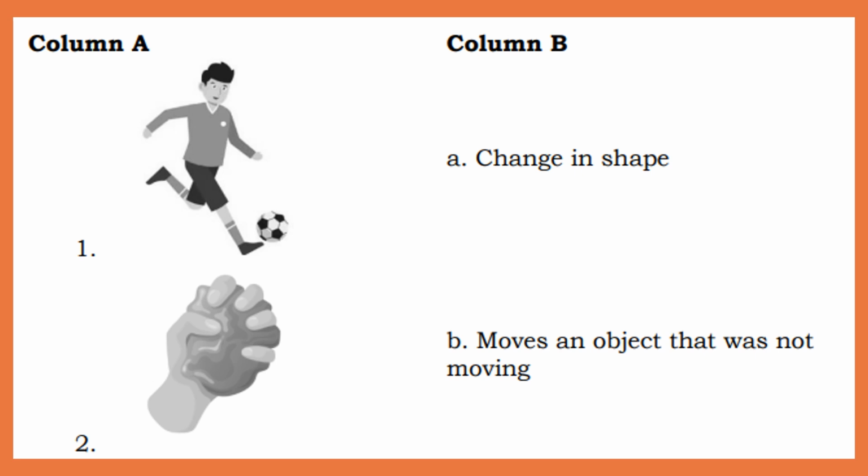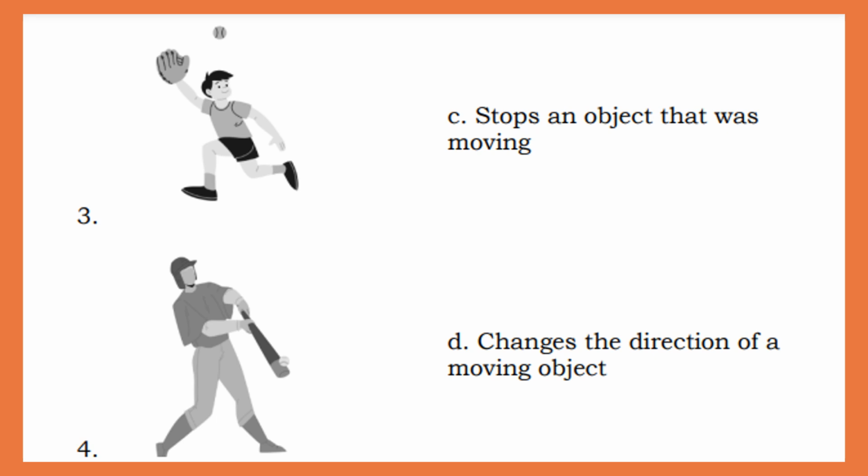Number 1, the answer is letter B, moves an object that was not moving. Number 2, the answer is letter A, change in shape. Number 3, letter C, stops an object that was moving. And number 4, the answer is letter D, changes the direction of a moving object.